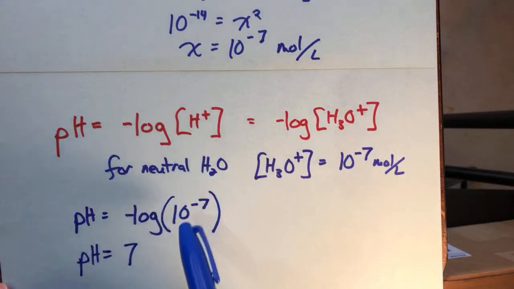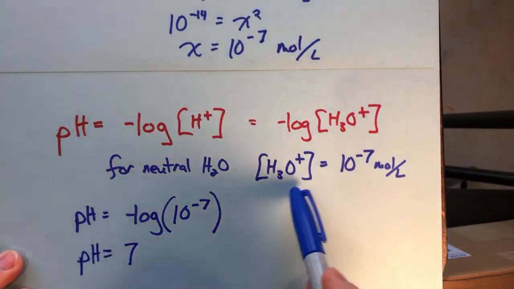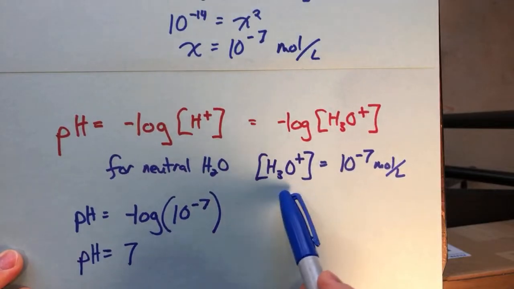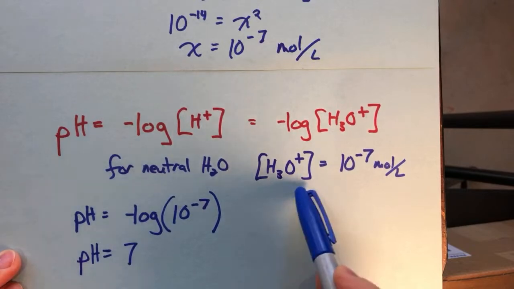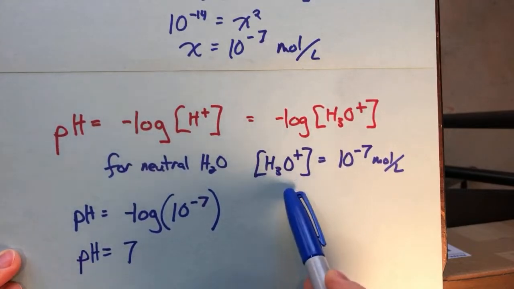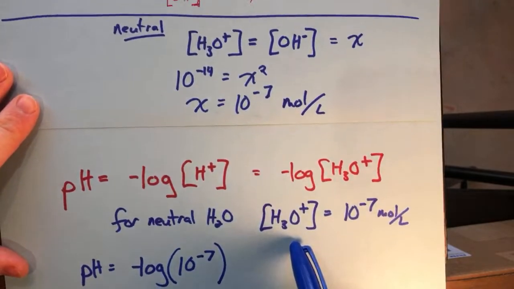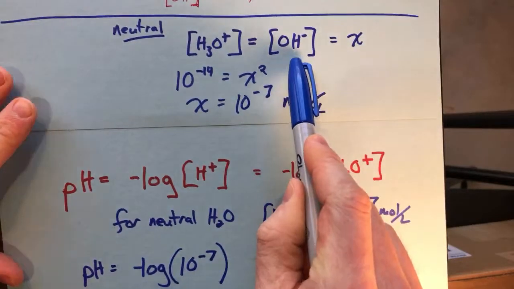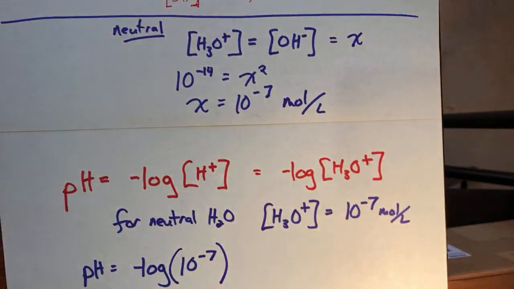pH of neutral water is 7 because neutral water has a certain amount of H3O plus in it, naturally, always, okay? And that certain amount of H3O plus that it normally has in it is equal to the amount of OH minus that it has in it. And why are they equal? Because of this auto-ionization reaction, right?